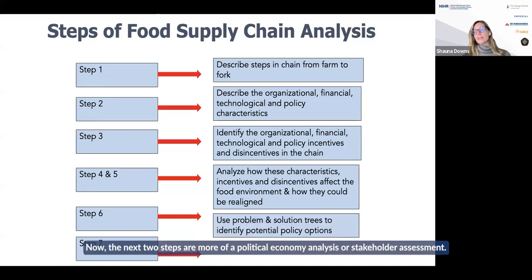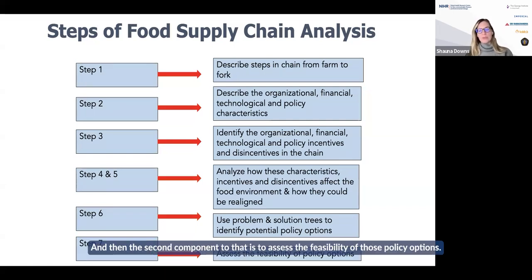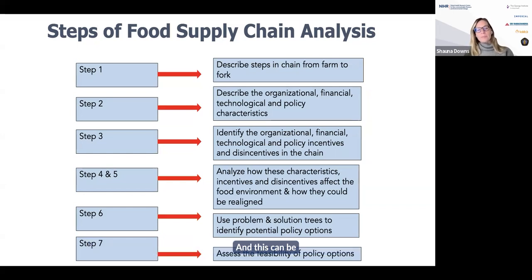Now, the next two steps are more of a political economy analysis or stakeholder assessment. And I'll talk a little bit about these. The first is to use problem and solution trees to identify the potential policy options or solutions. And then the second component to that is to assess the feasibility of those policy options. And this can take on various forms.